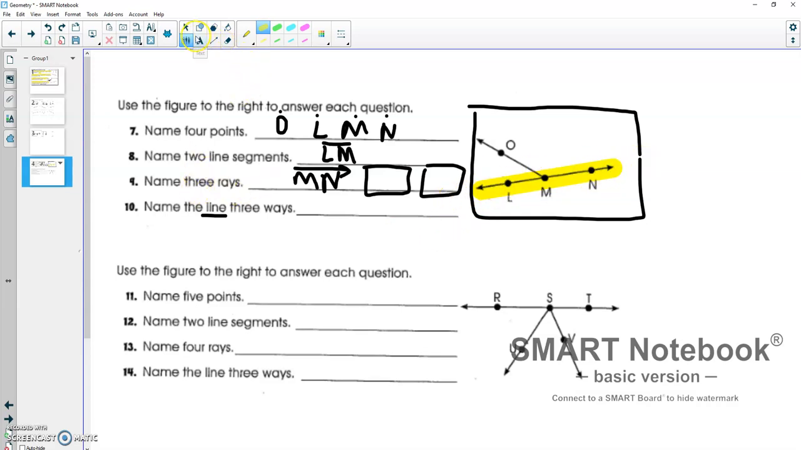So how would I write this? I know some people might say, oh, it's LMN or LM. You want to take the two farthest endpoints. So LN. Right down here. And remember, it's a line, so we have to write the arrows on top.